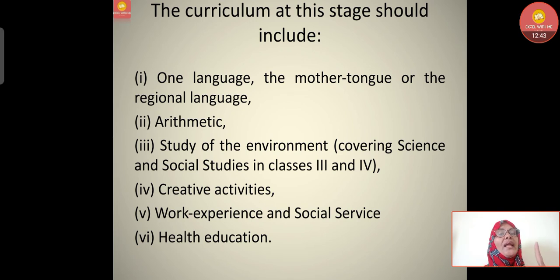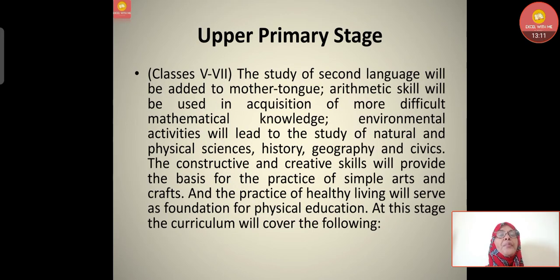Number one, language, the mother tongue or the regional language. Second, arithmetic, that is calculations. Then study of the environment covering science and social studies in class 3rd and 4th, that was called EVS, environmental science. Then creative activities, then work experience and social service and health education. These all should be included in the stage of primary level.